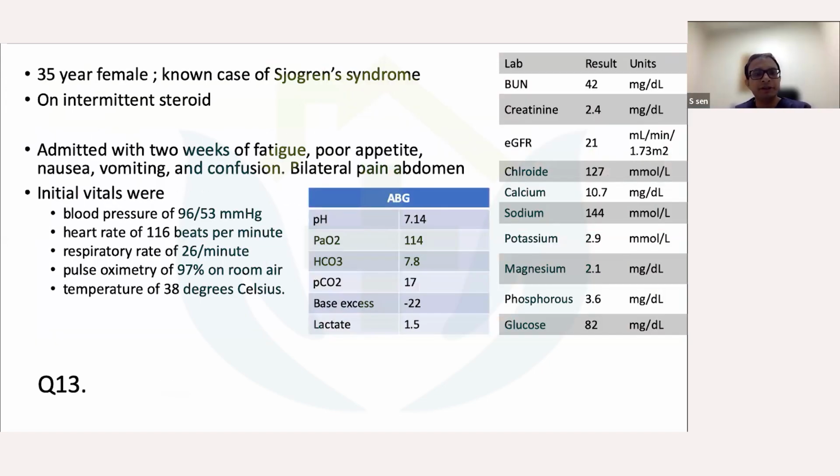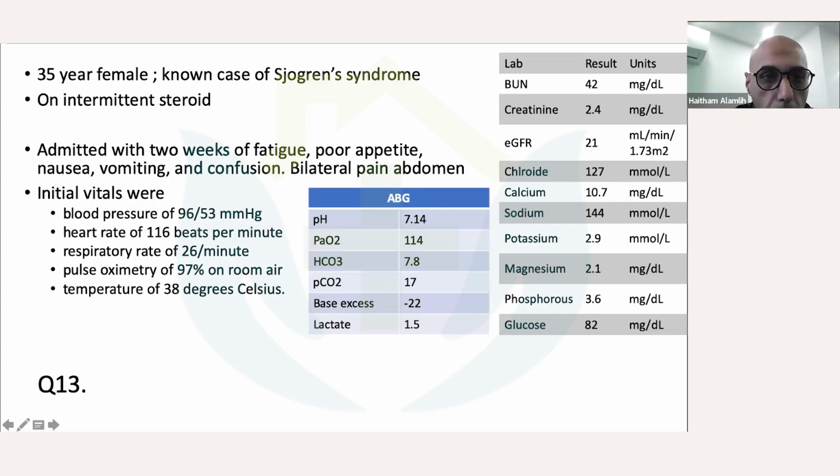A 35-year-old female, known case of Sjogren's on intermittent steroid, admitted with 2 weeks of fatigue, poor appetite, nausea, vomiting, confusion, bilateral abdominal pain. Vitals have been provided to you. ABG has been provided to you. Just go through the ABG, and there is a set of lab values which has also been provided to you.